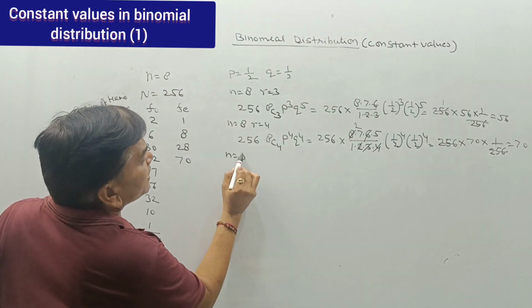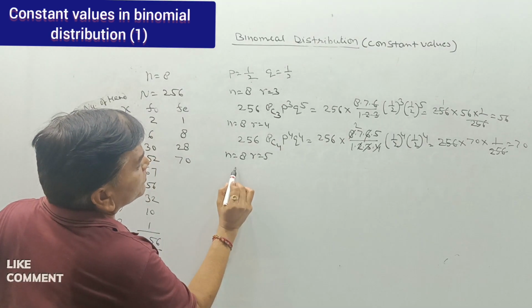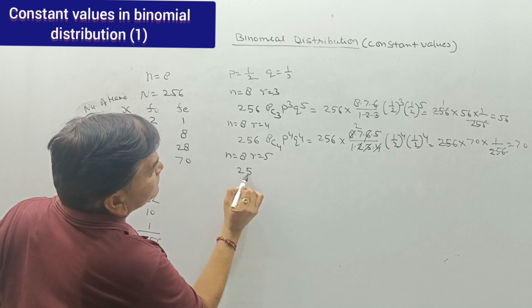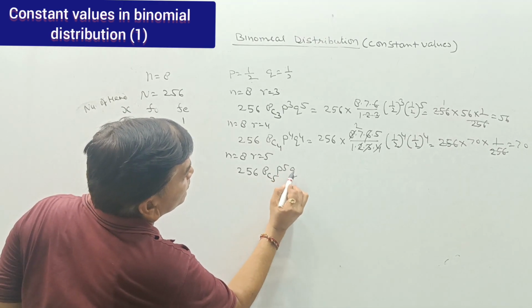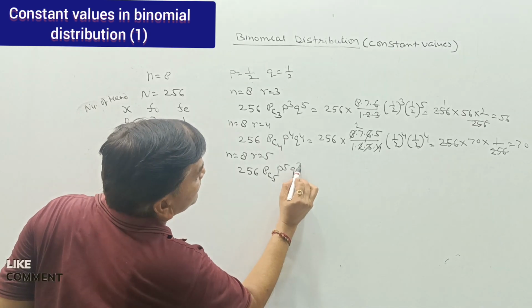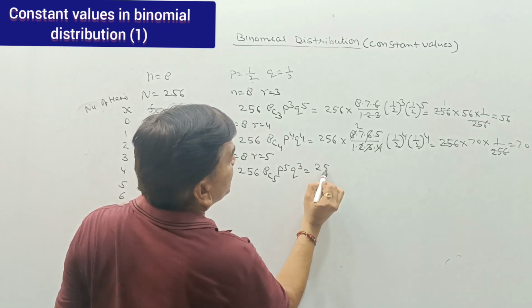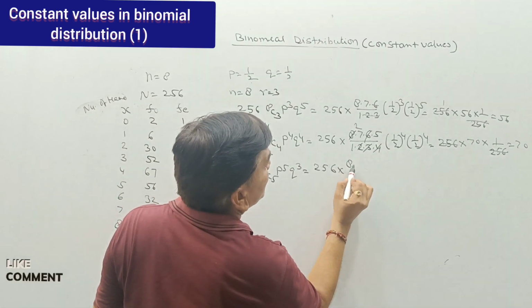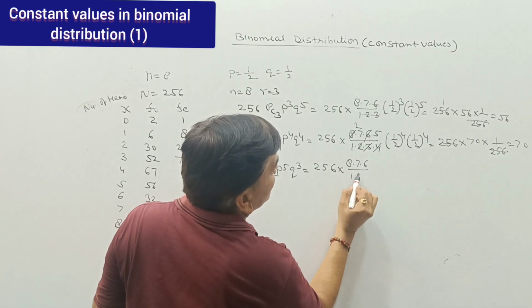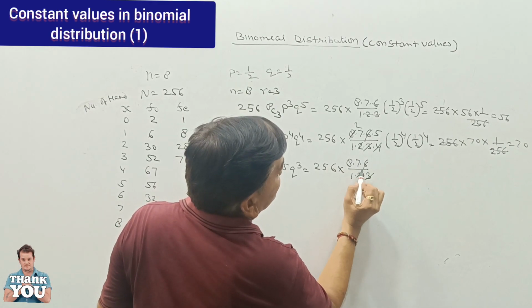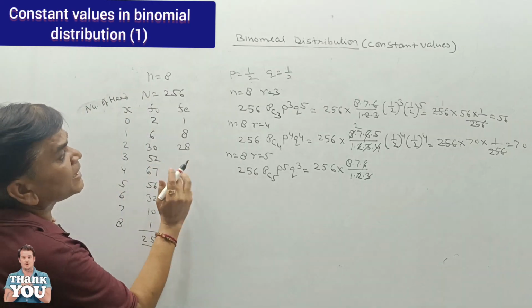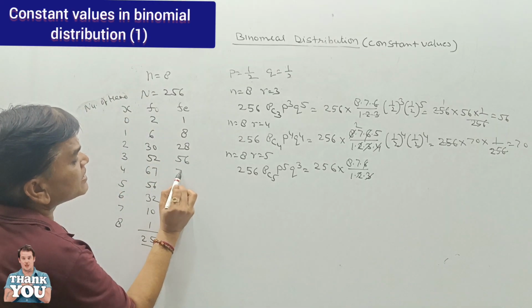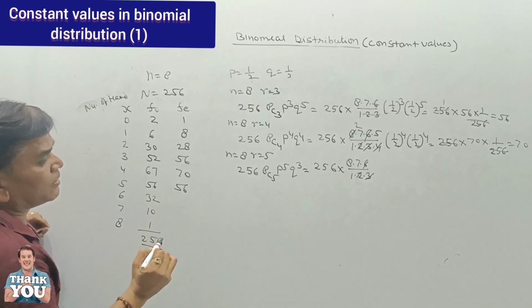N is equal to 8, R is equal to 5. So 256 times 8C5, P raised to 5, Q raised to power 8 minus 5, that is 3. So 256 multiply 8 multiply 7 multiply 6 upon 1 multiply 2 multiply 3. So that is 56. Okay, we have to write for 3, that is 56, then 70, then also 56.